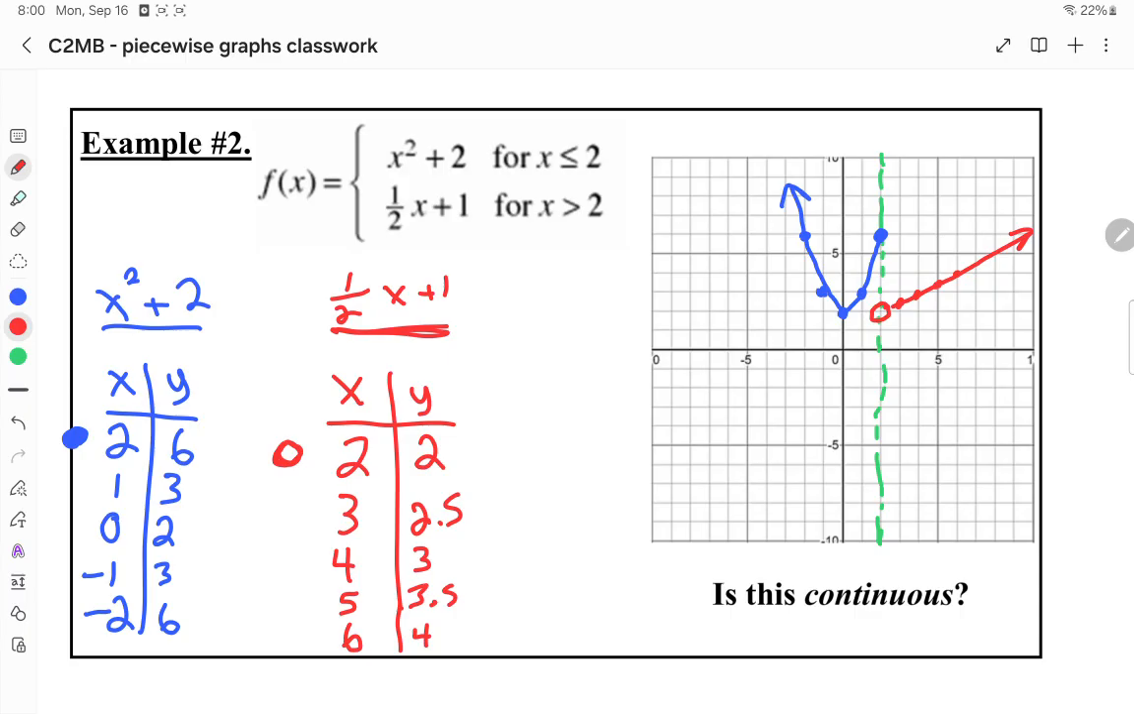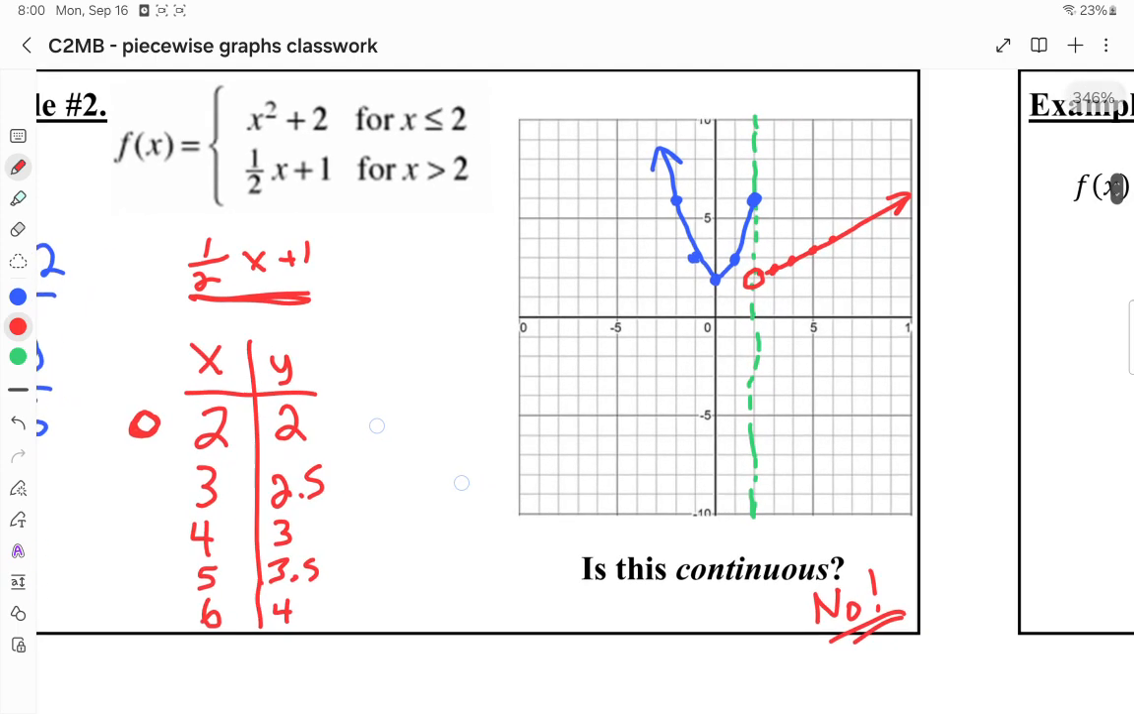And there's your graph. So we had, again, a quadratic and a linear equation. Again, it's not continuous because I would have to pick up my pencil to draw the whole thing. It does not connect at the transition point. It doesn't hit the same point. All right, let's graph one more together here.